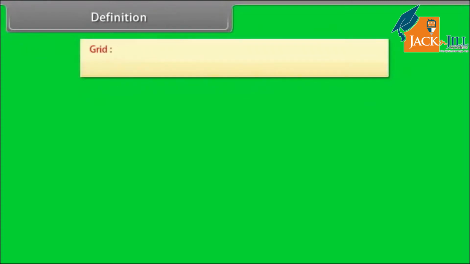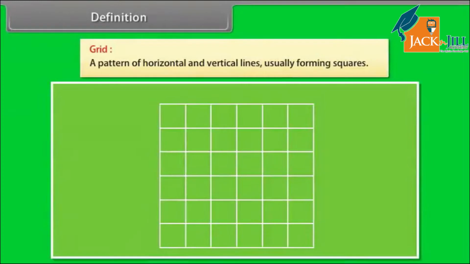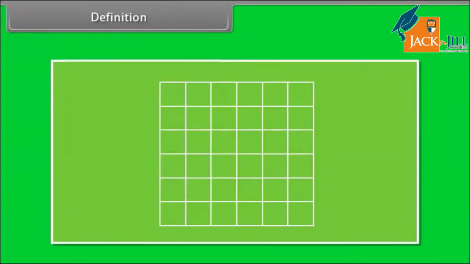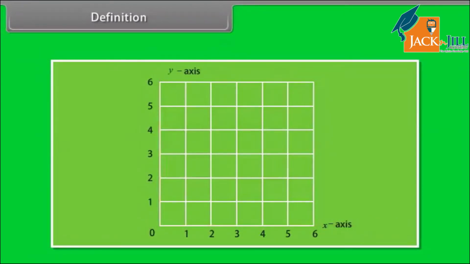Definition. Grid. A pattern of horizontal and vertical lines, usually forming squares. X-axis. A horizontal number line on a grid. X is the shortest and likes to lie down horizontally. Y-axis. A vertical number line on a coordinate. Y is the tallest and stands upright or vertically.